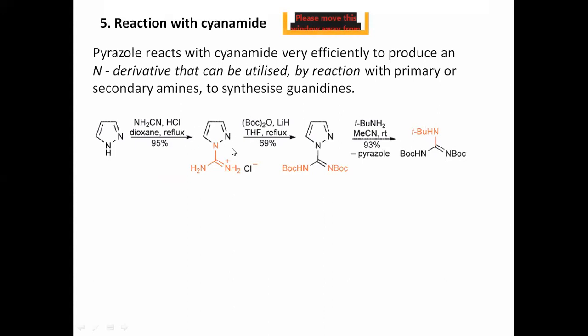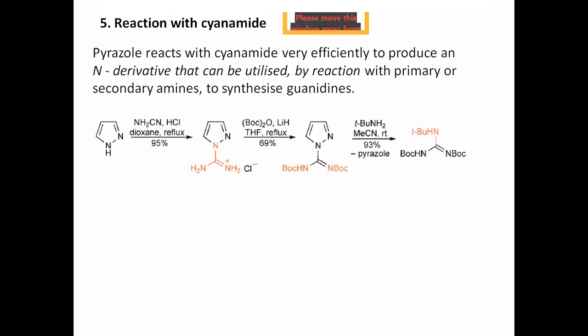From these derivatives, we can prepare guanidines. You see, the first step is important for us. The remaining reactions are also possible. If you do Boc protection, Boc protection will take place at this nitrogen by using lithium hydride. And when this Boc protection is over, then you add any amine, and that amine attacks here at this position. This bond breaks and pyrazole is regenerated, and you can get the different types of guanidines. Okay, it is a very interesting chemistry again to understand this idea.